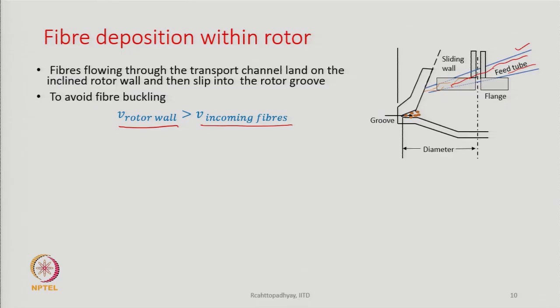This is to avoid the buckling of the fibers. If the fiber approaches the wall at a higher velocity, then the fiber end will buckle, because the end is trying to land on the wall which is moving slowly. So, there will be deceleration, and due to this the fibers are going to buckle.